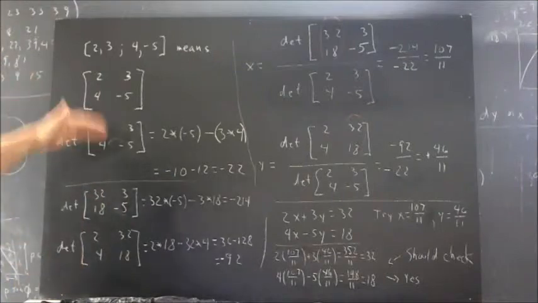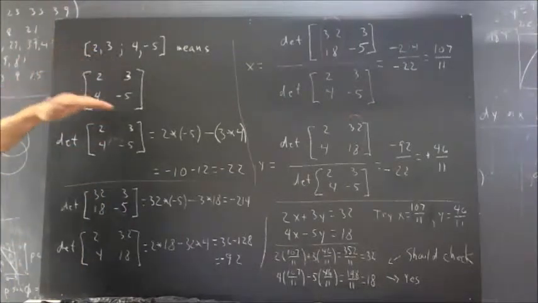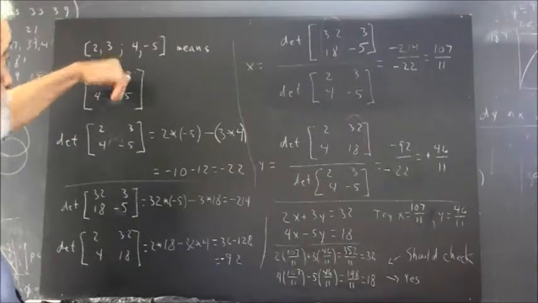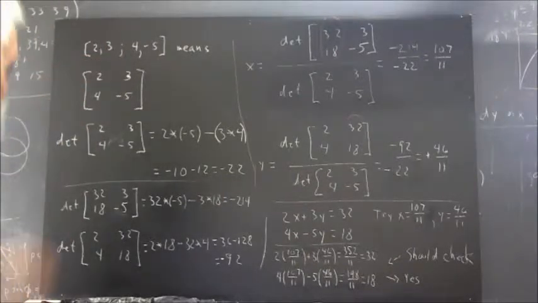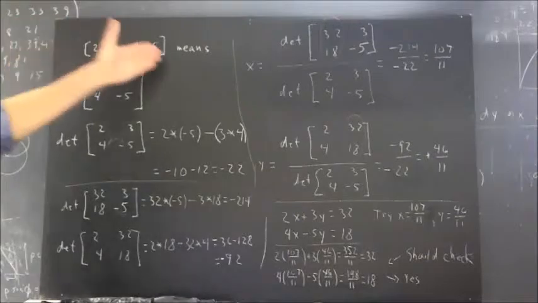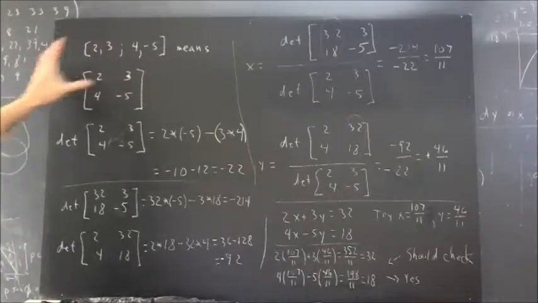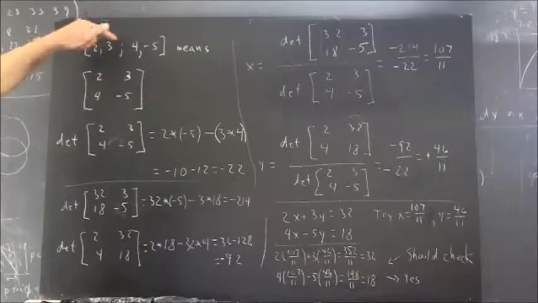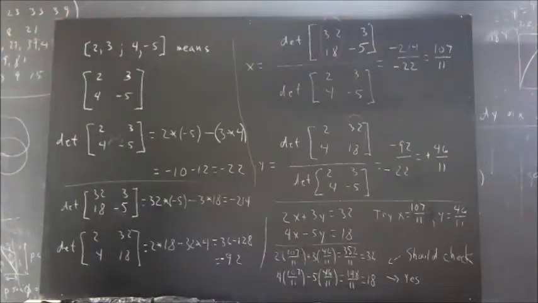So we have a matrix with 2 rows, 2, 3, 4, negative 5, and 2 columns, 2, 4, 3, negative 5. In class, people had no trouble interpreting this as soon as I explained the interpretation of the semicolon, the interpretation of the comma. Okay, now we want to talk about the determinant of this matrix.